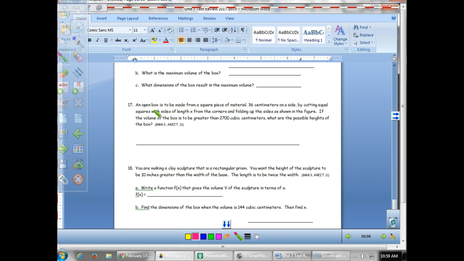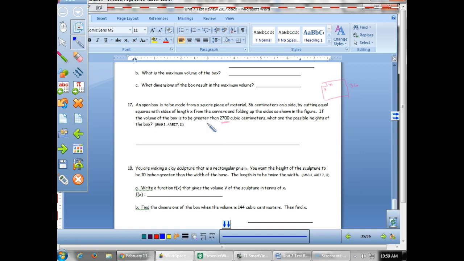17. Okay. So an open box is made from a square piece of material. So we know we're starting with a square. That doesn't look much like a square, but it is. Okay, and then 36 centimeters on each side. By cutting equal squares with sides of length x, we're going to fold up the corners and make a box. If the volume of the box is to be greater than 2,700 cubic centimeters, what are the possible heights of the box? So this is a perfect one for us to do.